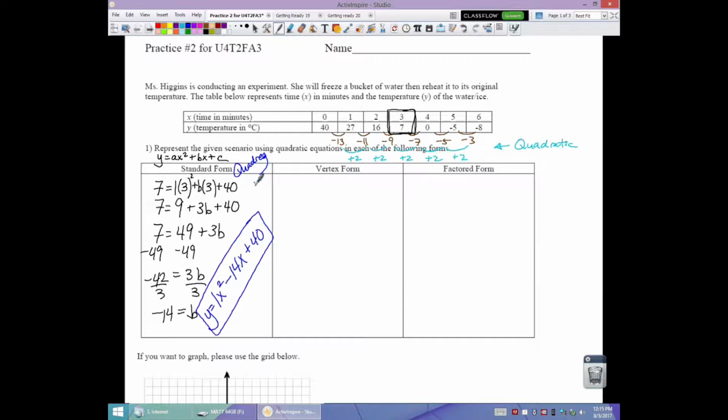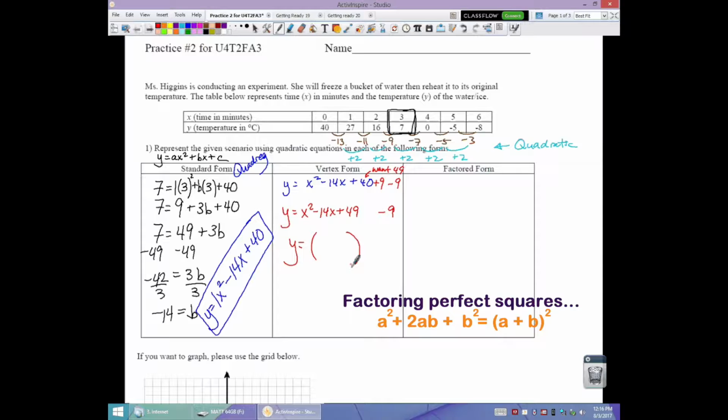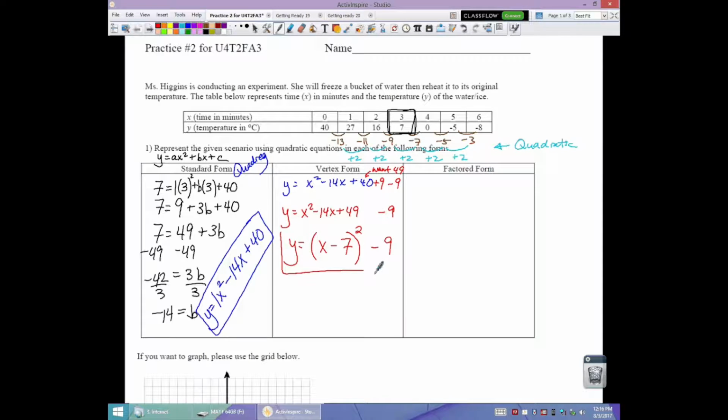Our vertex and factored forms will come from the standard. So y equals x squared minus 14x plus 40. First step in aiming towards vertex form, break your b in half. So half of negative 14 is negative 7. Square that is 49. So I'm wanting 49 out here. I don't have 49, I have 40. So let me add 9. But in order to do that, I also have to subtract 9. So I can rewrite as x squared minus 14x plus 49, right? That's my perfect square trinomial. And later I have a minus 9. Since I made that a perfect square, I know I can factor it as a binomial x minus 7 squared, and then minus 9. So there's my vertex form.